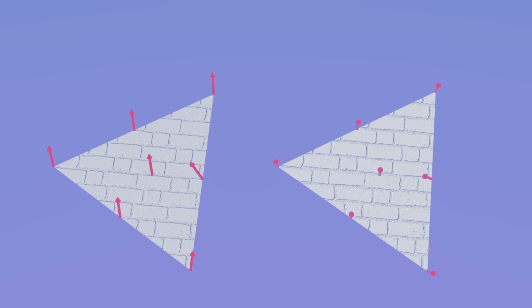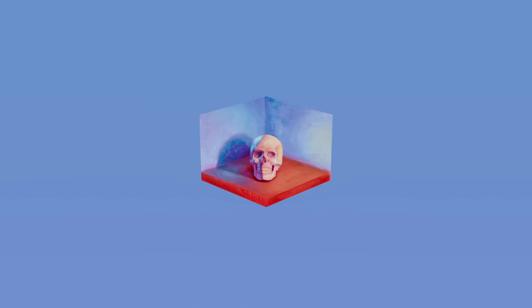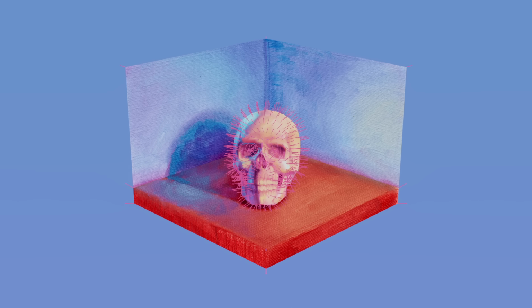Hopefully now you know the basic principle of how normal mapping works. We've arrived at the main question of this video. How can we make interesting normal maps for painted objects?